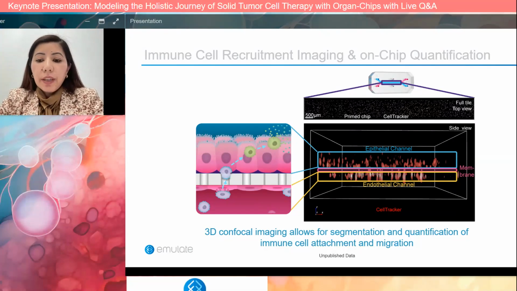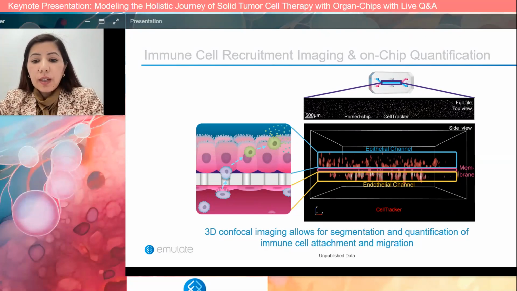Now, here is the Z-stack of a 3D confocal imaging micrograph, and these segmented images show that you can look at the journey of your CAR T cells, how many total cells got attached to the endothelium, inside the membrane, and on top of the channel where the tumor cells exist.